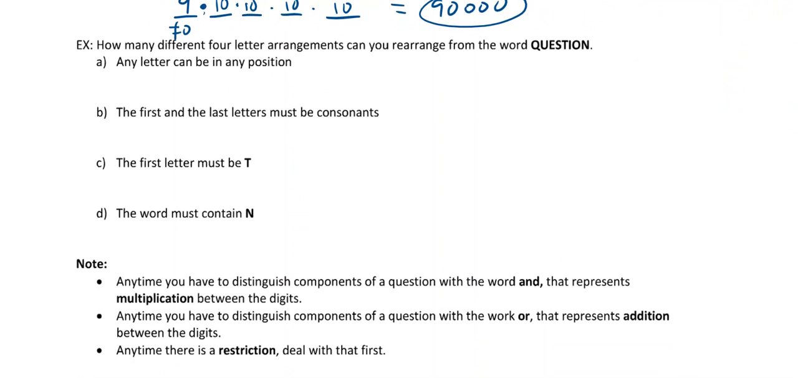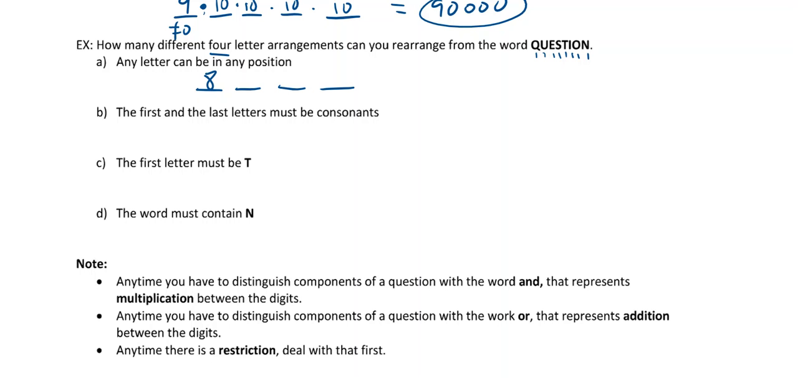Okay, moving on. How many different 4-letter arrangements can you rearrange from the word question? Okay, so now any letter can be in any position. All right, so again, how many different 4-letter words? So I'm going to draw 4 blanks. And then I'm going to look at the very first letter. How many options are there, right? There's no restrictions, says any letter can be in any position. So really, I'm just wondering how many different letters there are, right? There's 1, 2, 3, 4, 5, 6, 7, 8 to choose from. Okay, so in that first spot, I could have 8 to choose from. There's 8 different ones.